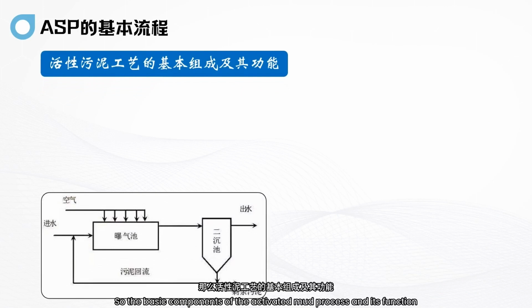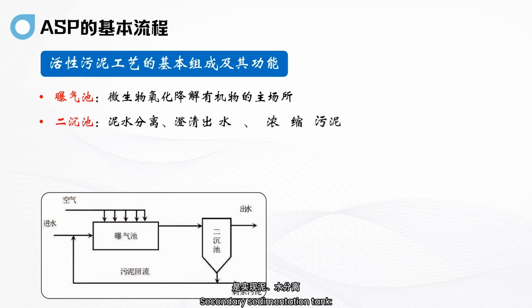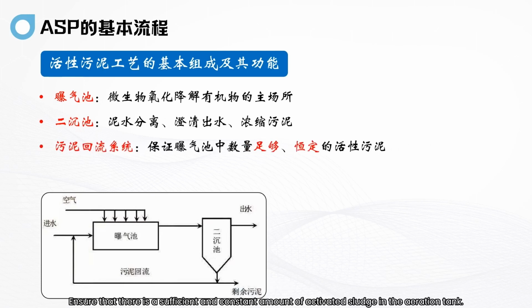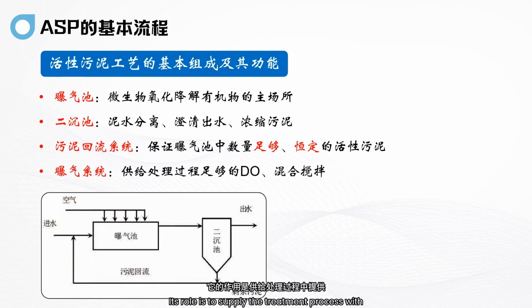Next, the basic components of the activated sludge process and their functions. We can divide it into 4 parts: aeration tanks, secondary sedimentation tanks, sludge return systems, and aeration systems. The aeration tank is the main place for microorganisms to oxidize and degrade organic matter. The secondary sedimentation tank realizes the separation of mud and water, clarifying the effluent and thickening sludge. The sludge return system ensures that there is a sufficient and constant amount of activated sludge in the aeration tank. The aeration system supplies the treatment process with sufficient dissolved oxygen and provides mixing and agitation.